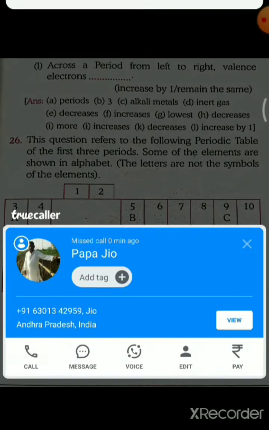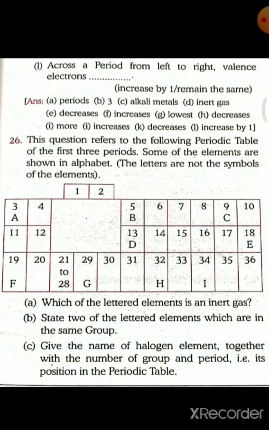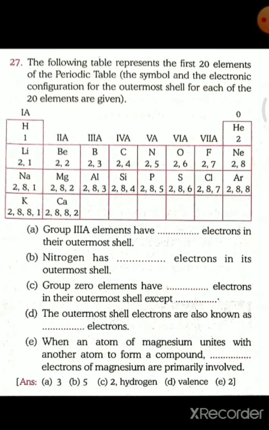Then last question. Give the name of the halogen element together with the number of group and period, that is its position in the periodic table. So tell me the name of the halogen element. So you know this one is your halogen group, 9 and 17. So what is the name of the 9 element? That is 9 is fluorine and this one is chlorine. So fluorine is in which group? Group 17. They are both in the same group 17, but their period is different. This one is the second period, this one is the third period.